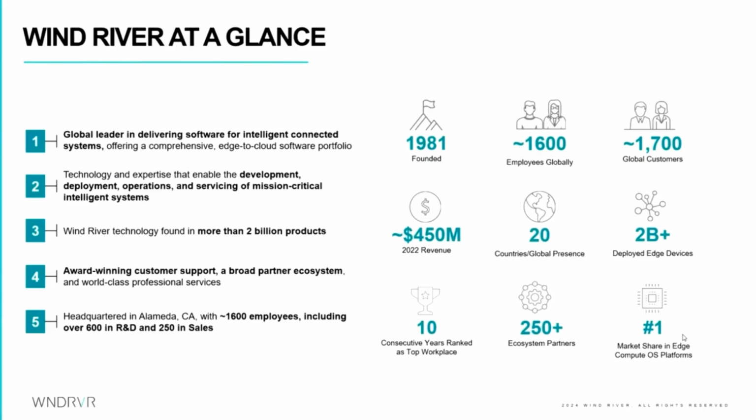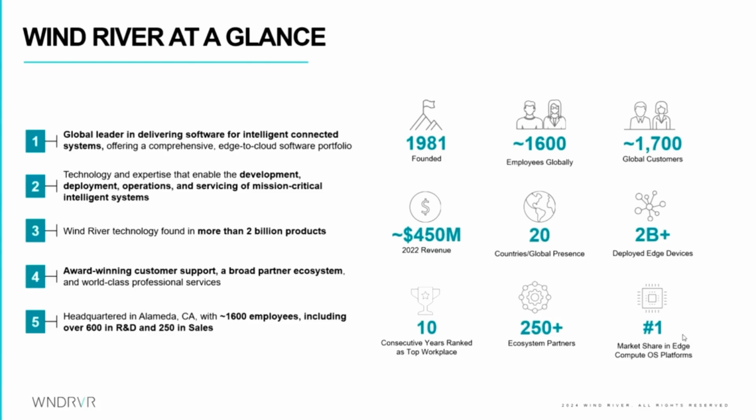A quick introduction about Wind River. At Wind River, we are a global leader in delivering software for intelligent connected systems. So what exactly does that mean? We provide a comprehensive software portfolio that spans the edge to the cloud, designed to empower you to develop, deploy, operate, and service your mission-critical intelligent systems. Founded in 1981, we have a long history of innovation in this space. Today, we boast over 1,600 employees globally, with a significant portion of our team dedicated to research and development, ensuring we stay at the forefront of technology.